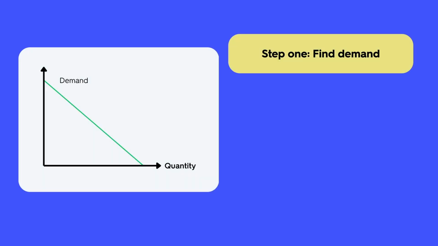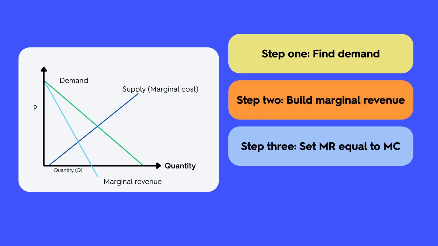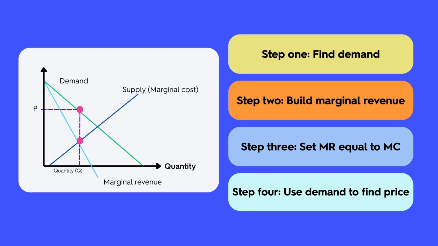Here's a fast checklist you can use on any problem. Step 1. Identify the demand curve. Step 2. Find marginal revenue. Step 3. Set marginal revenue equal to marginal cost and solve for quantity. Step 4. Plug that quantity into demand to find price.